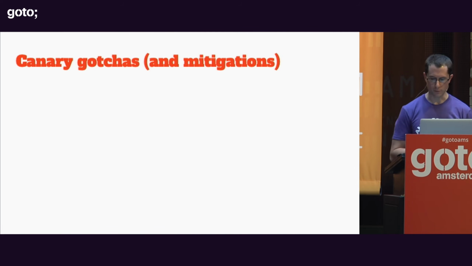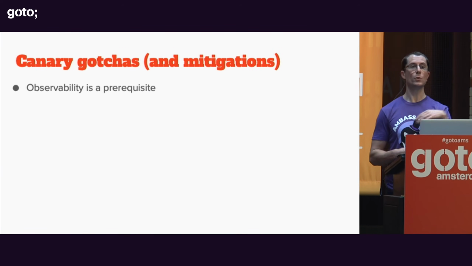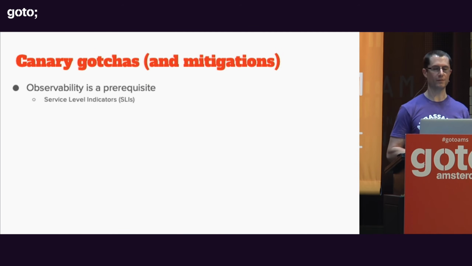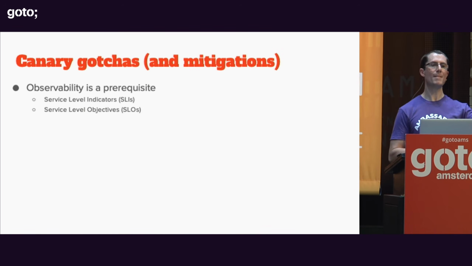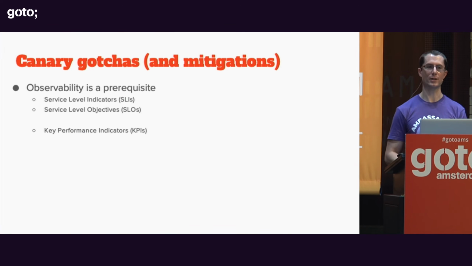A couple of canary gotchas for wrapping up and moving on. So you need to be able to understand your system. If you are going to incrementally roll out things and roll back when stuff goes wrong, you've got to define things like SLIs, like latency and throughput. You've got to then marry that up to service level objectives. You've got to understand what is a good quality of service for you. And you also need some business metrics.